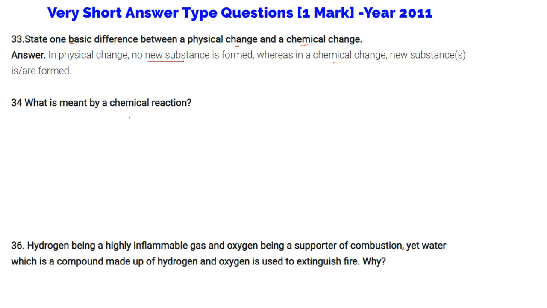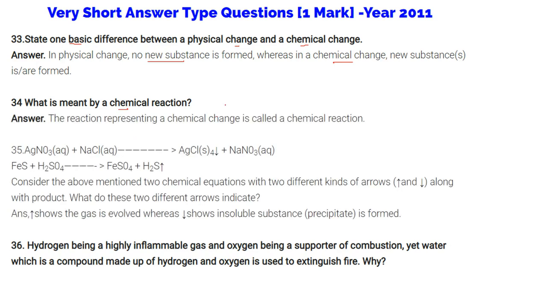What is meant by chemical reaction? So a reaction which represents some chemical change, which we saw here, is called chemical reaction. AgNO3, NaCl gives AgCl and NaNO3, FeS, H2SO4 gives FeSO4 and H2S. Now consider these above mentioned two chemical equations with two different kinds of arrows. One arrow is downwards and one arrow is upwards. Now the question is, what do these two different arrows indicate?